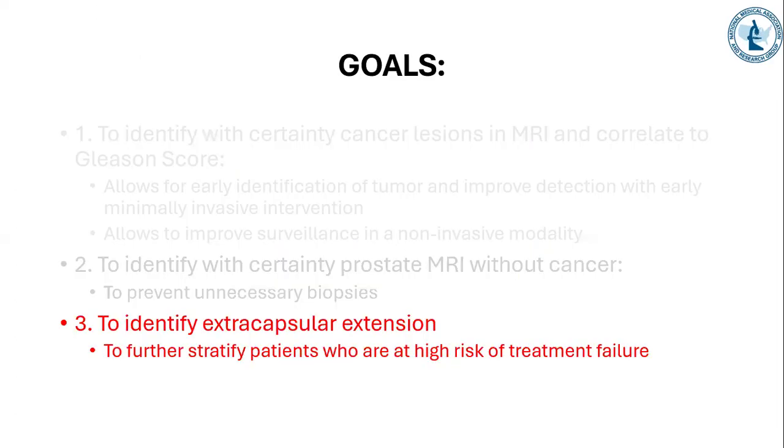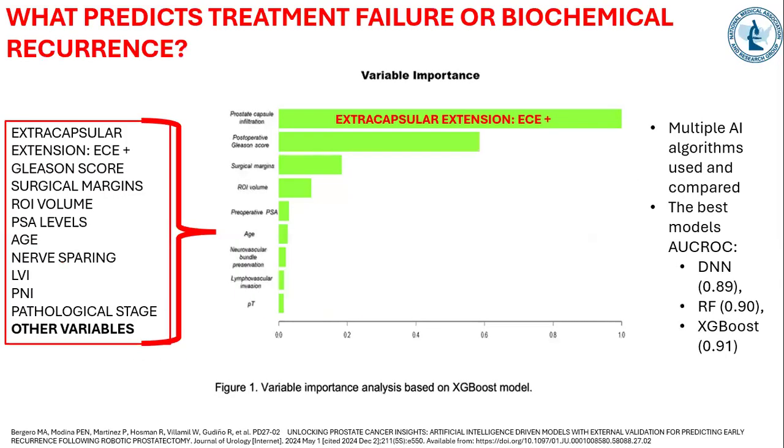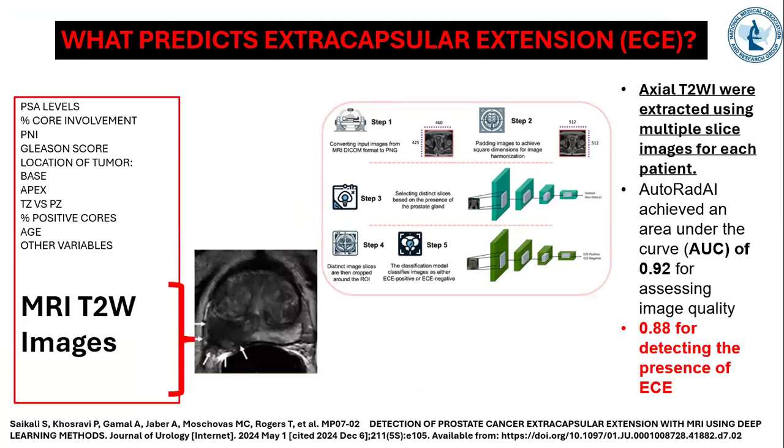Our third goal is to identify extracapsular extension, and this is extremely important because it has been demonstrated that what predicts treatment failure or biochemical recurrence is extracapsular extension. In this study, many variables and multiple different AI algorithms were used, and all of them came back with the same thing. Extracapsular extension was what predicted failure or biochemical recurrence. So MRIs can also be used to predict extracapsular extension with very complex AI algorithms.